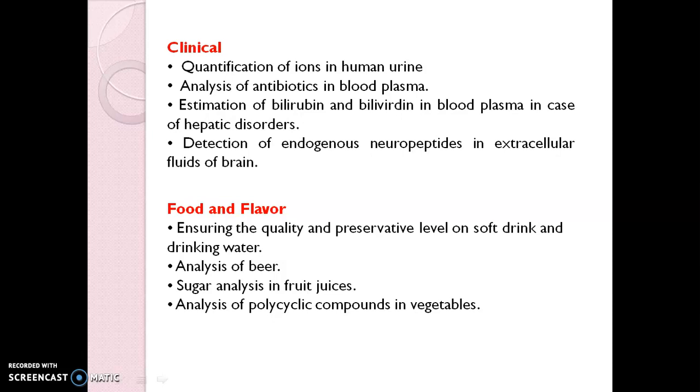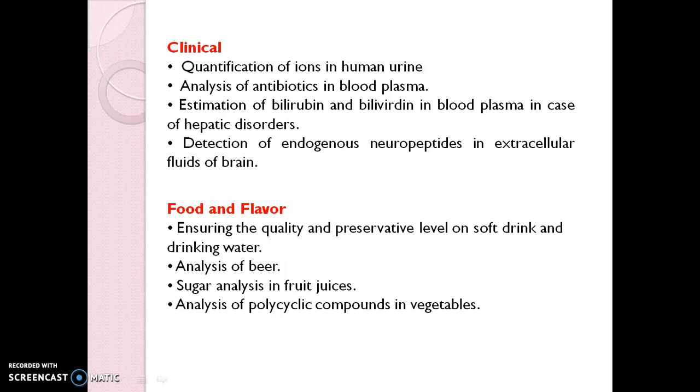Now in the clinical field, HPLC is used to quantify ions in the human urine. Analysis of antibiotics in blood plasma, estimation of bilirubin and biliverdin in blood plasma in case of hepatic disorders, detection of endogenous neuropeptides in extracellular fluid of brain.